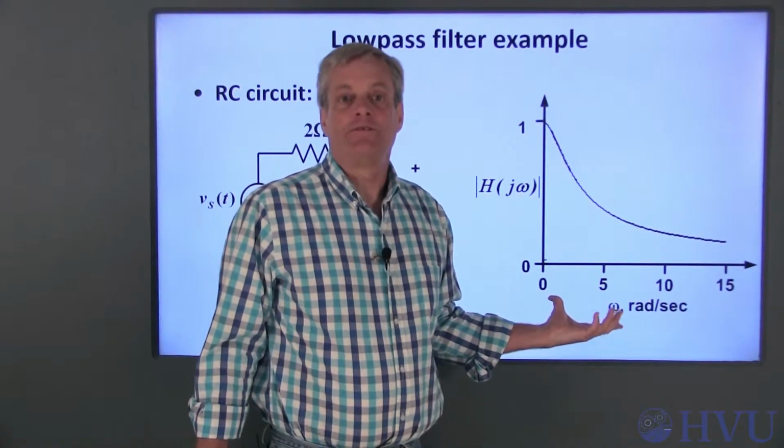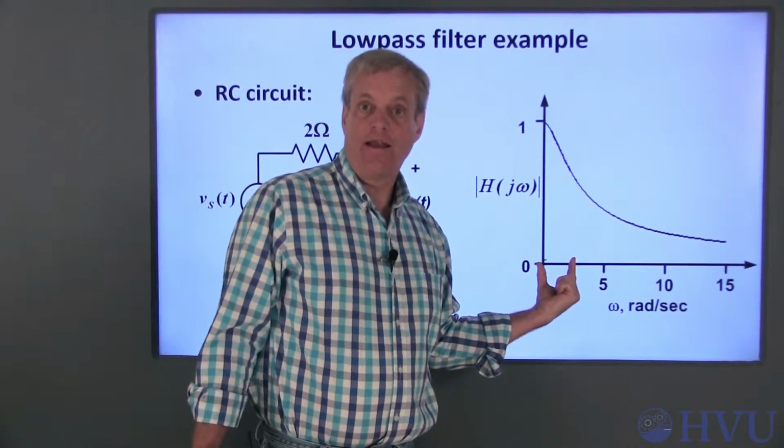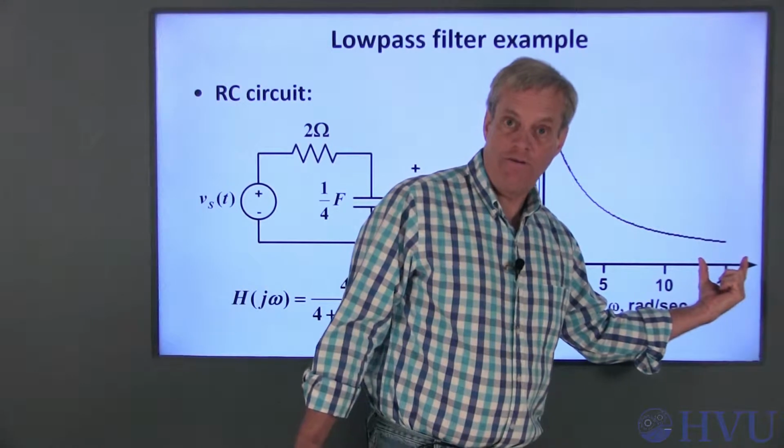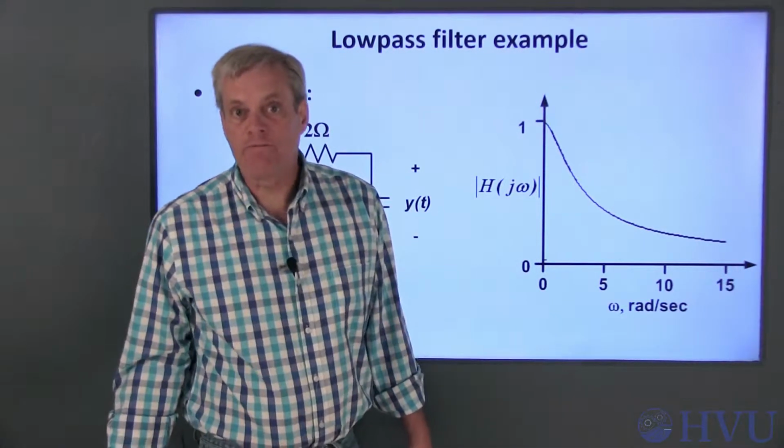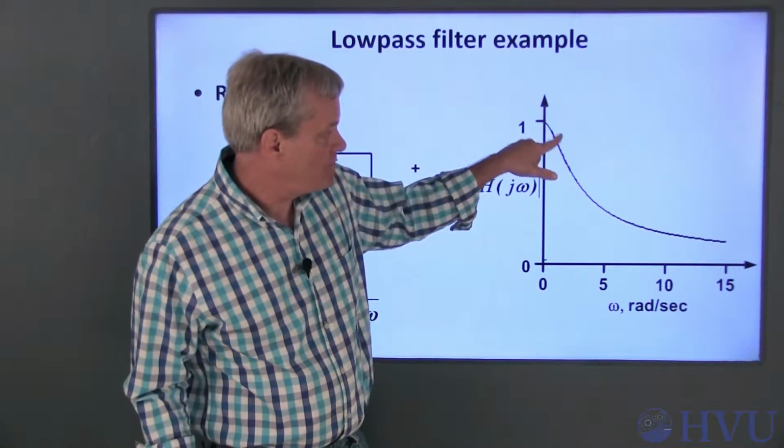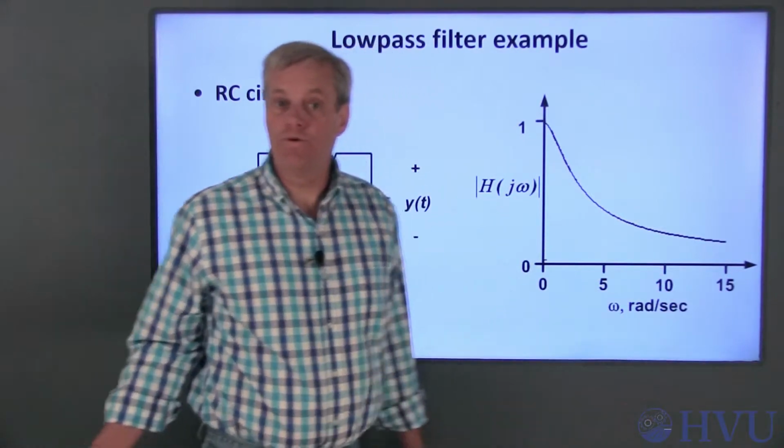And at high frequencies, as omega goes to infinity, the magnitude response goes to 0. This is a low-pass filter. The magnitude response is high at low frequencies and low at high frequencies. As we'd expect from a real circuit, the transition between the pass band and the stop band is smooth.